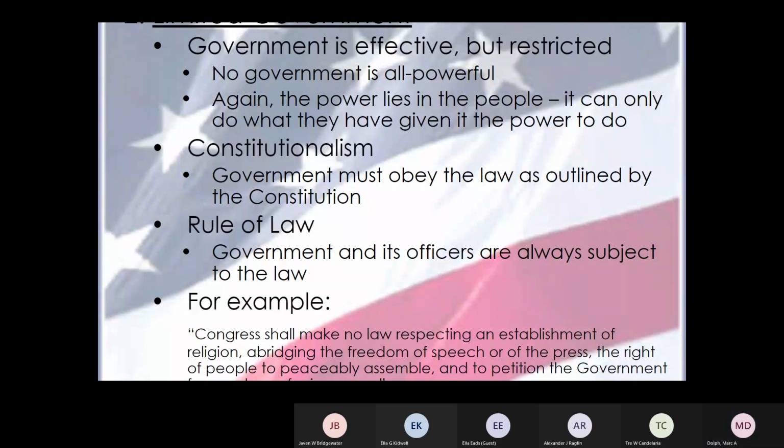For example, we see here, does anybody know where this is coming from? This example right here. Congress shall make no law respecting an establishment of religion, abridging the freedom of speech or of the press, the right of the people to peacefully assemble, and to petition the government for redress of grievances. Where's that coming from? What amendment?